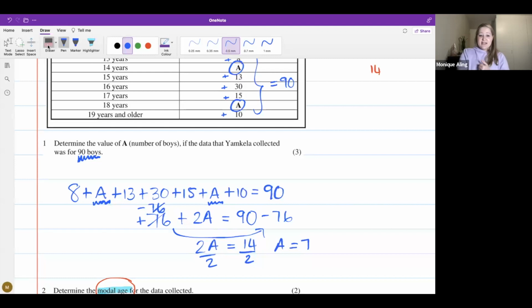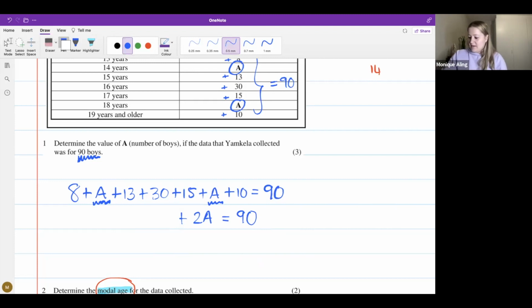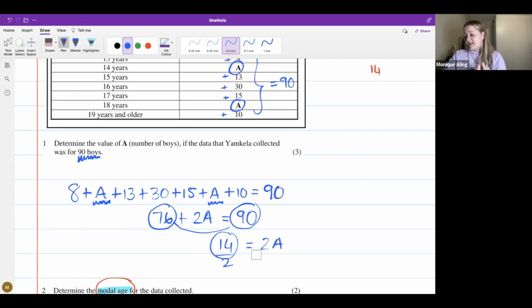Alternatively, at this point over here, you could just say, what is the difference between 90 and 76? What is left over? Because I know that I need to get from 76 to 90. So what is missing between that? You say 90 minus 76, which gives you your 14. So what is missing between these two is 14. We know there are two A's, so I have to split it in half, divide by 2. So A is equal to 7.